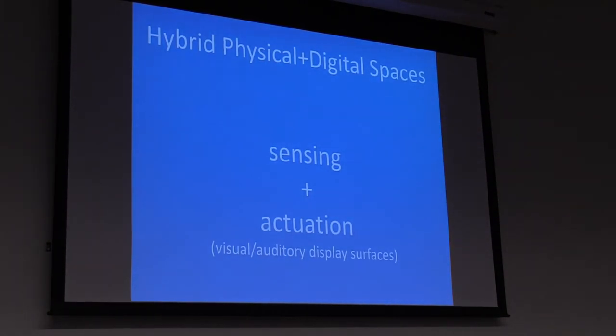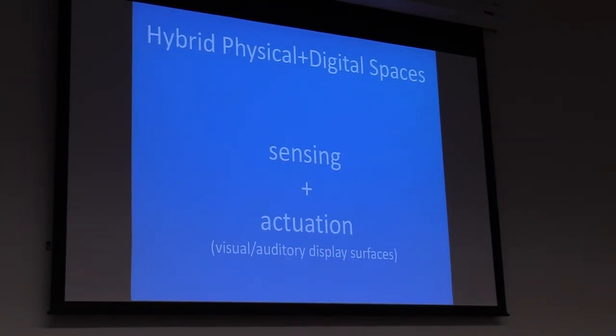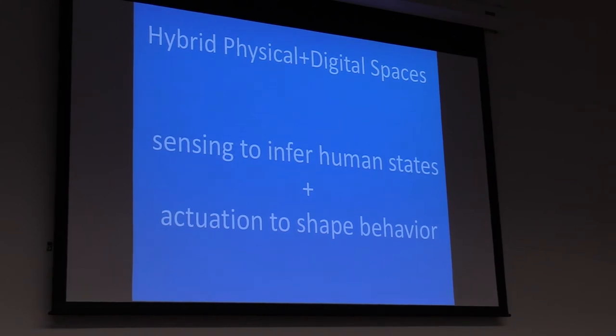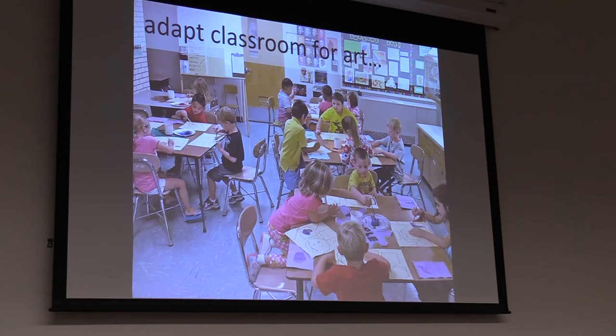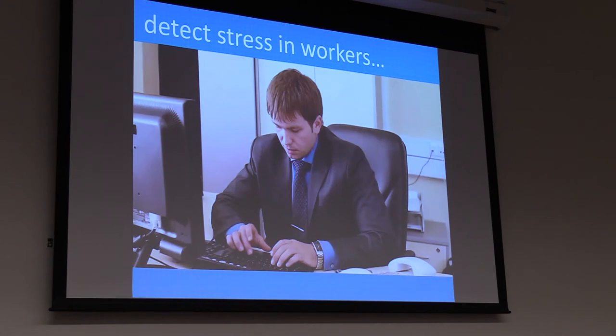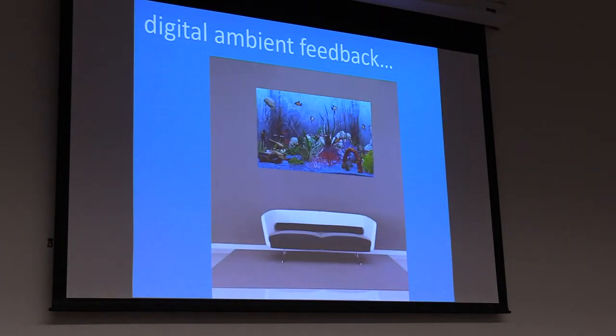So there's a sense of sensing and then actuation, whether it's auditory, visual, temperature, or other things. We want to infer people's human state and then actuate it to shape behavior. This has worked with psychologists as well as civil engineers. So imagine a classroom that changes depending on the activity. Maybe the classroom characteristics are different for art versus math. Or detecting stress in a worker and having the space automatically help de-stress that worker in terms of light and sound. Or digital art, like UbiFit or UbiGreen, that's shared and encourages different behavior.